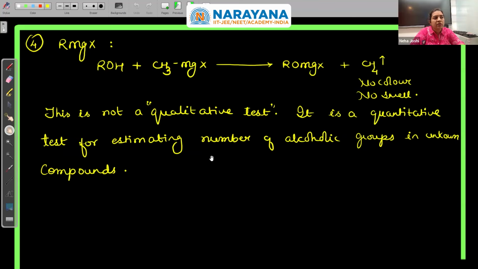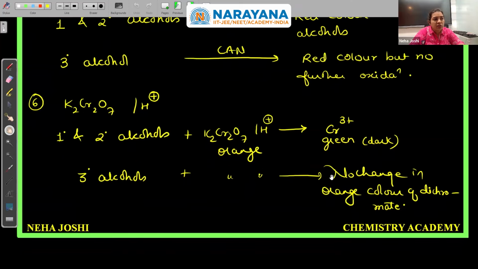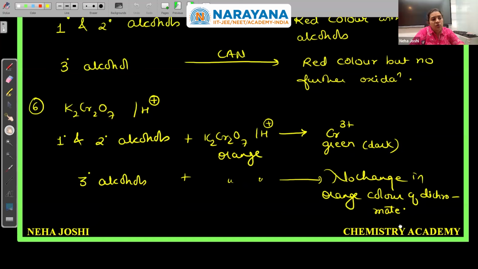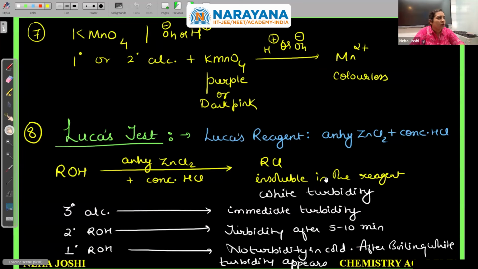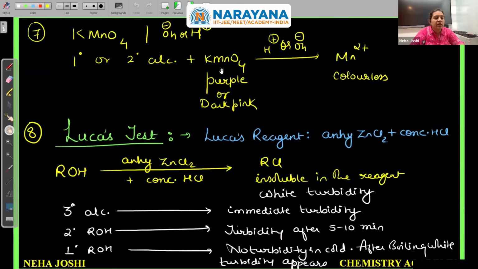This is not a qualitative test. It is a quantitative test for estimating the number of alcoholic groups in a known compound. We have already seen that. 1 degree, 2 degree alcohols, 3 degree alcohols, red color, but no further oxidation. Here there is a possibility of oxidation. With dichromate, yes, 1 degree, 2 degree alcohols, orange to green. 3 degree alcohol, no change as there is no oxidation. Right? KMnO4 we have done, 1 degree, 2 degree alcohol.